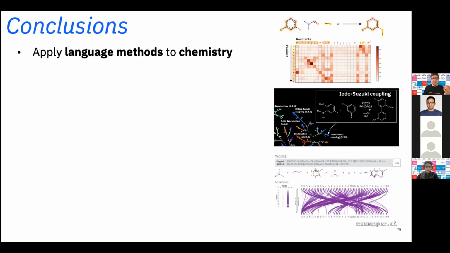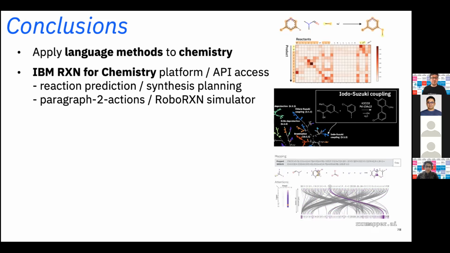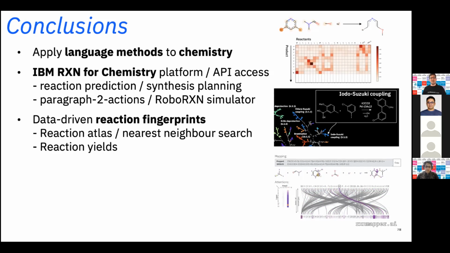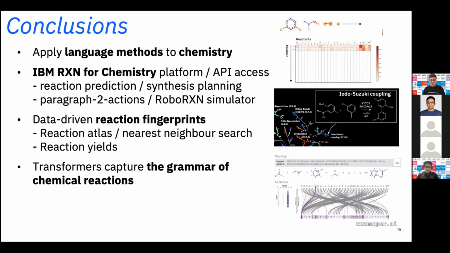And we have this IBM RXN for Chemistry platform that is free, even with API access. So feel free to try it out. We have reaction prediction, synthesis planning, and many more tools online. If you are interested in exploring your chemical reaction dataset in a new way, try our tutorials for the reaction fingerprint and reaction atlases.